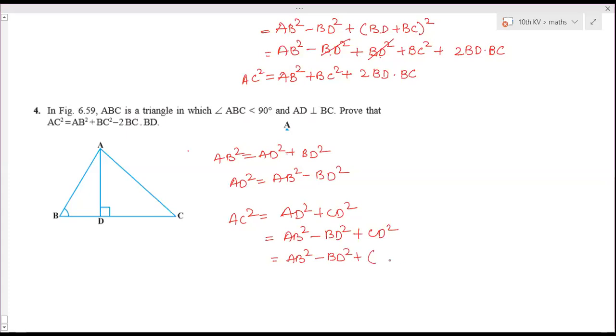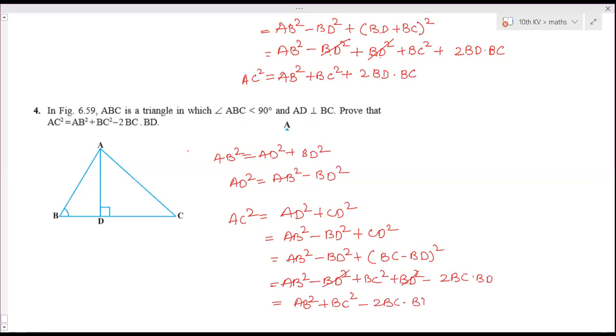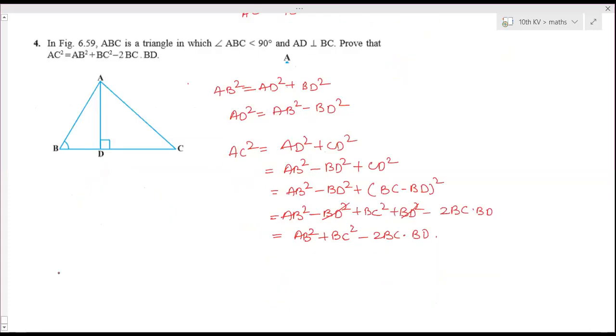In this, the CD value you can write as BC minus BD whole square. So AB square minus BD square plus BC square plus BD square minus 2BC into BD. This BD square and this BD square cancel because of opposite sign. AB square plus BC square minus 2BC into BD. That's what we need to do. Clear this one? Yes, ma'am.